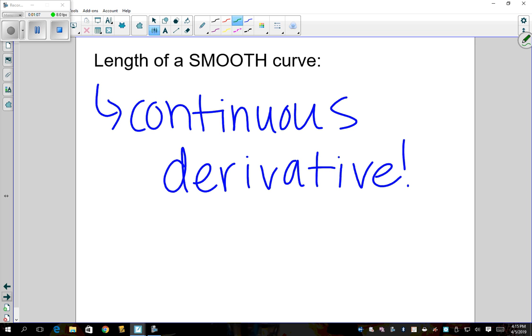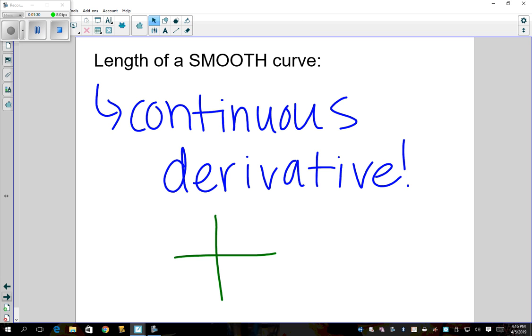And in order to find this length, the big important fact that we need to remember is that it has to be a smooth curve. And what this means is it has to have a continuous derivative. So if I cannot find the derivative of the function at every given point on the interval I'm looking for the length of, I cannot find the length.